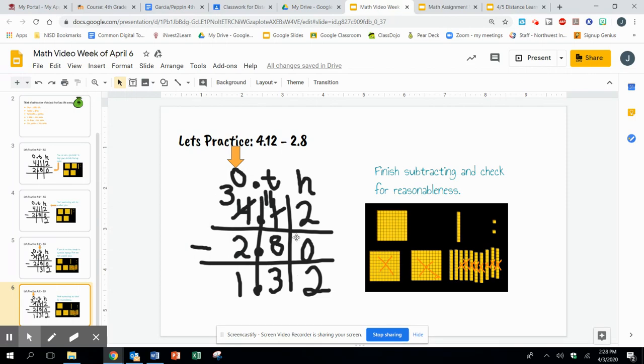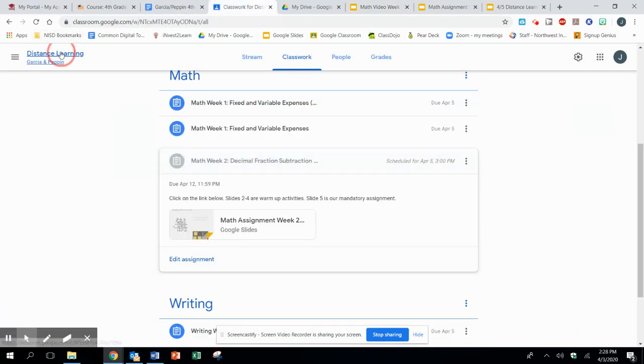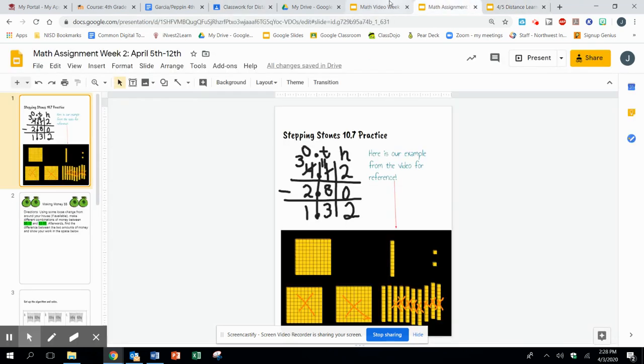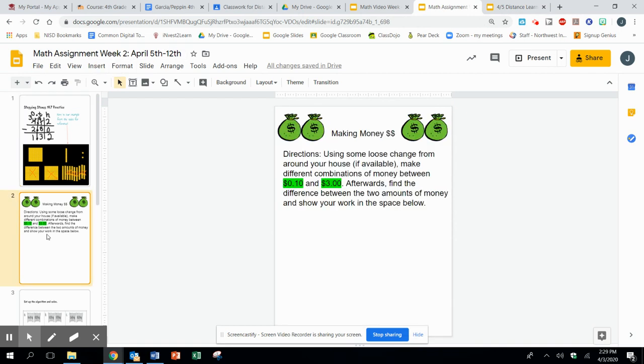So there's your example. And for your assignment this week, you're going to go, again, to Google Classroom, Distance Learning, and underneath classwork, you're going to find this assignment, Math Week 2, Decimal Fraction Subtraction. It's going to take you to a Google Slides assignment. It's going to look something like this. Title's going to be Math Assignment 2, Week 2, April 5th to the 12th.